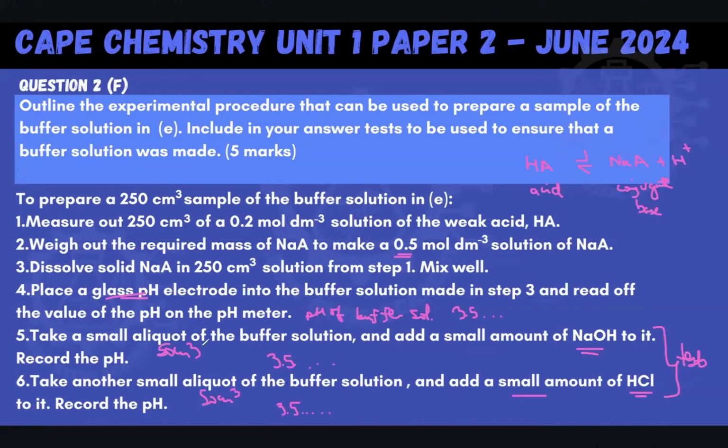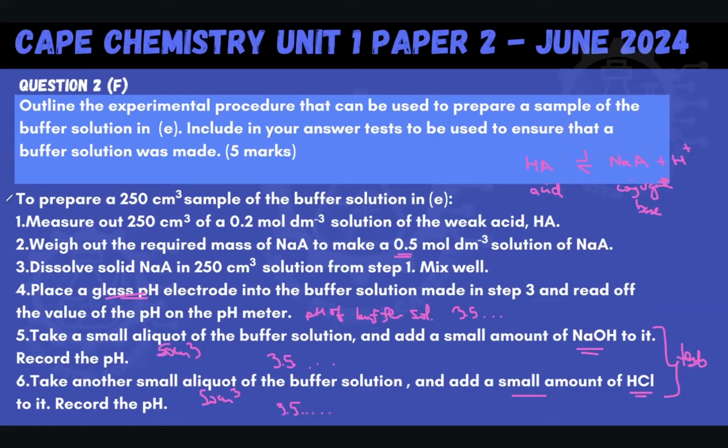If when you do these small aliquots and add in the NaOH and the HCl, you see the pH changing dramatically, so say the pH jumps up to 4.5 or down to 2.5, then you know that you didn't make a buffer solution, okay? Something needs to be tweaked for it to do its job as a buffer. But if when you add these small amounts of alkali or acid independently, you see that the pH is pretty much wherever it was before, then you succeeded in making a buffer solution.